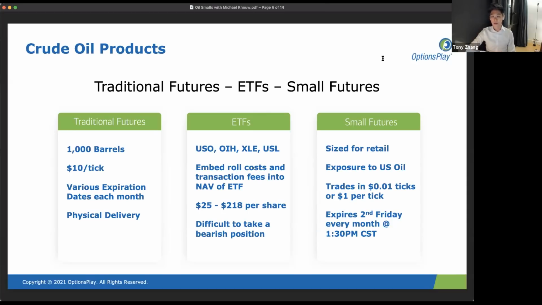And that is a good segue into the small futures, which I know you recently came across. You and I spoke about this yesterday, and you were quite vocal about why you feel that these products are very well suited for retail. Could you talk a little bit about your thoughts on this?